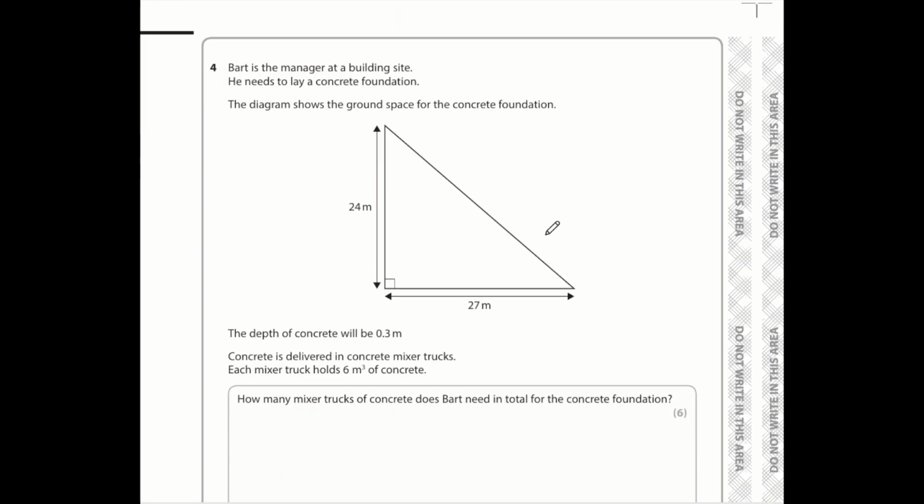Question number 4, what we need to do here is work out the area of this triangle. Now the formula for the area of a triangle is base times by the height divided by 2. So that's 27 times 24 divided by 2.